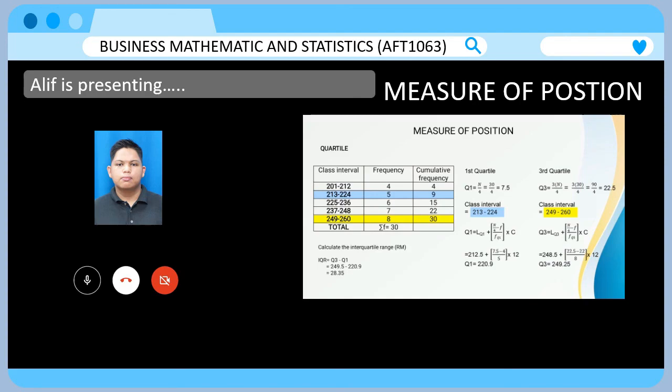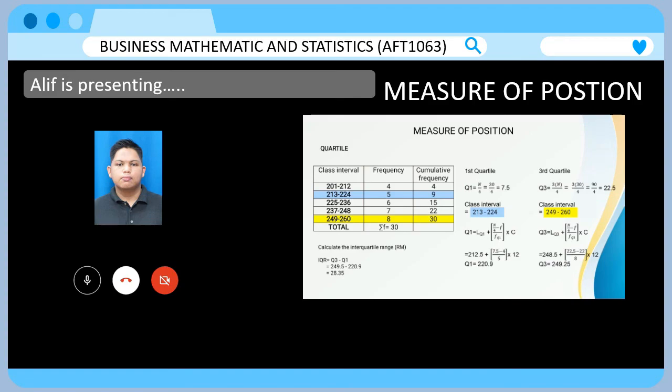Now I will present the measure of position. There are two quartiles, the first quartile and the third quartile. First of all, we need to find the position. For the first quartile, the formula is n over 4. We put 30 over 4 and get the answer 7.5. The class interval for the first quartile is 213 until 224, because the nearest number to 7.5 is 9 by cumulative frequency.